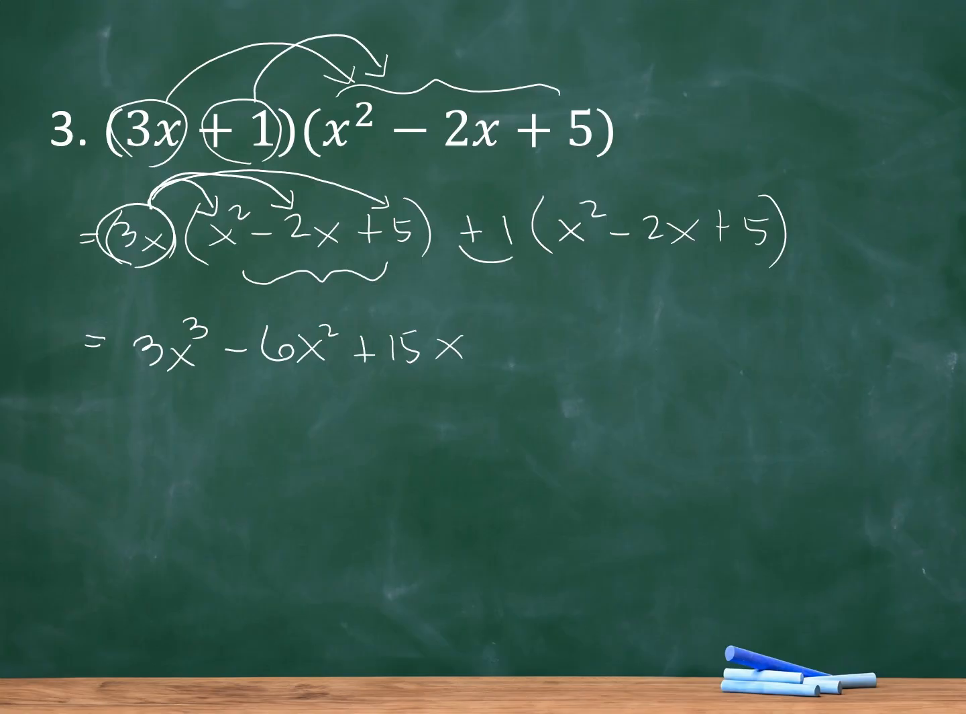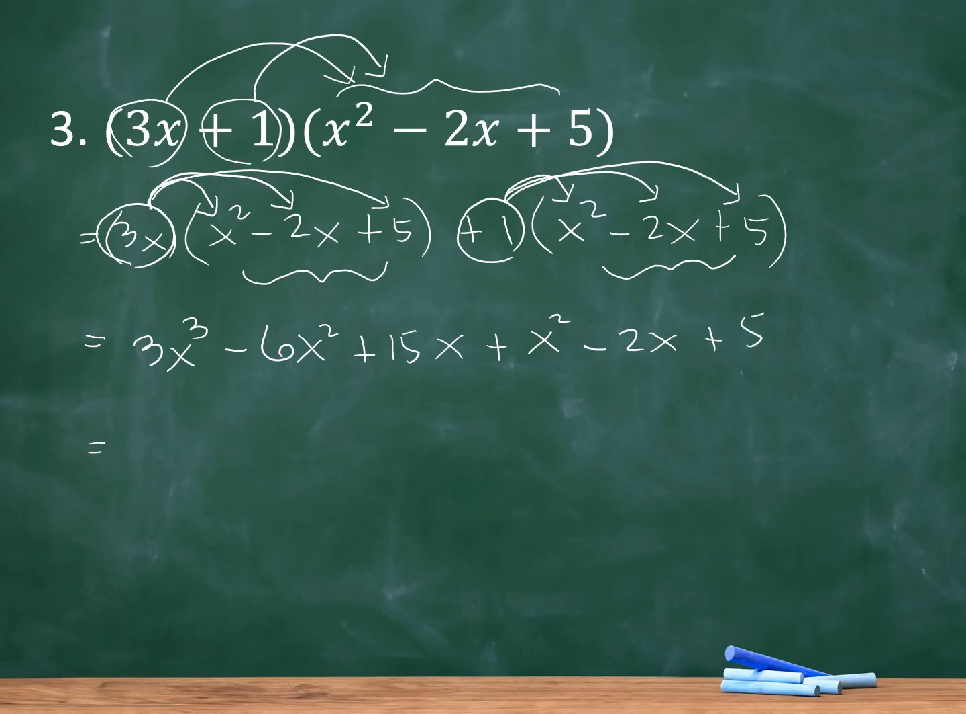And then now we will distribute positive 1 to each of the terms inside this parenthesis. So 1 times x squared, that's positive x squared. And then 1 times negative 2x is negative 2x. And then 1 times 5, it's positive 5. Now let's simplify by combining similar terms.